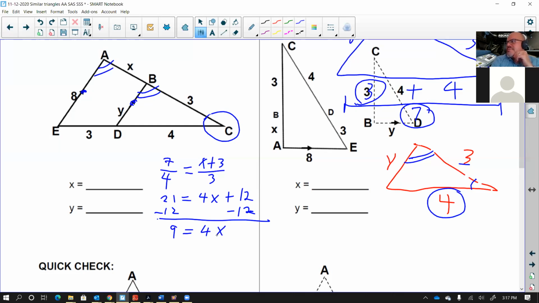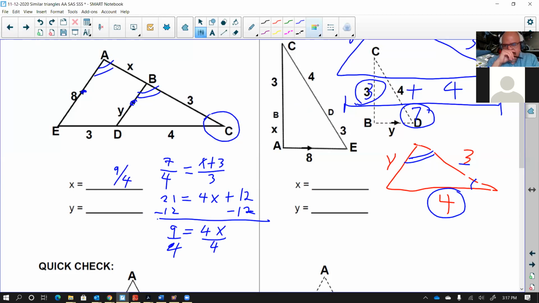And this is ugly, I'm sorry. Divide both sides by 4. So x is equal to 9/4. That's the ugliest thing I've ever seen. Ugly numbers. Oh well, can't help it.